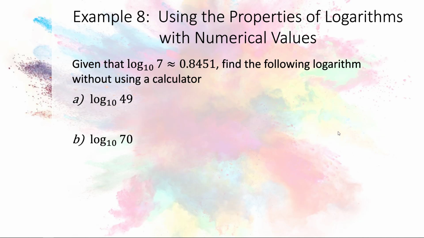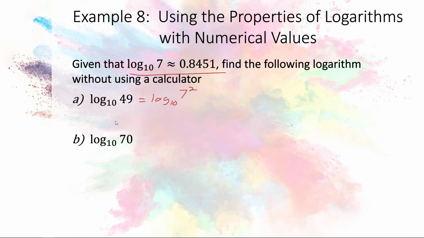Now you can also use these properties to evaluate certain logarithms without using a calculator, which is what we have here. So here we have the log base 10 of 49, and all we know is that the log base 10 of 7 is 0.8451, and we're not allowed to use our calculator. Okay, so I can rewrite this as the log base 10 of 7 squared, because 49 is 7 squared.